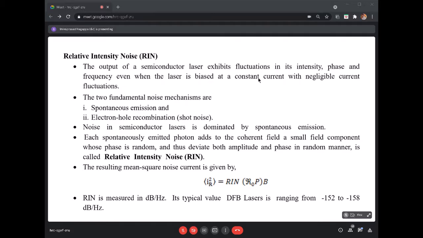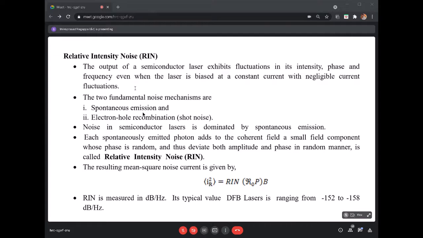So why do these variations arise? Here I said that it is exhibiting variations, right? So why do these variations arise? It is all due to the variation of temperature. If there is a temperature variation, due to which there will be a small spontaneous emission. So the noise that we get is due to the spontaneous emissions. This spontaneous emission arises due to the temperature variations.